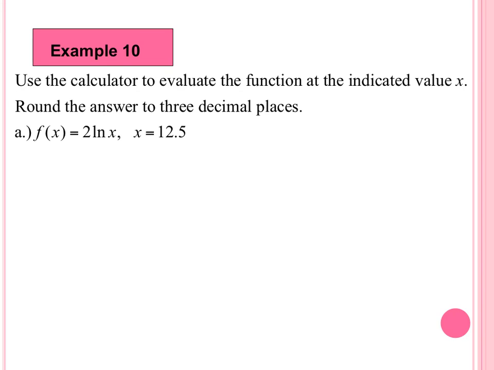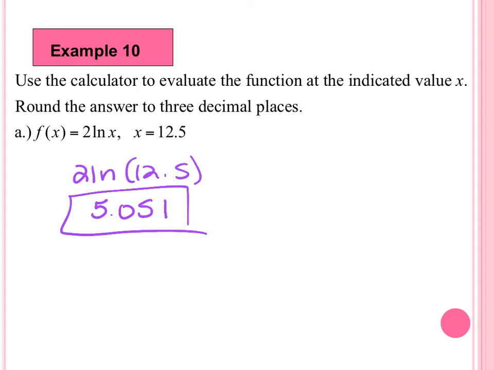All right, so the easy part is evaluate. Use the calculator to evaluate the function at the indicated value. Round your answer to 3 decimal places. So you're going to locate that ln button. It's the one we were using yesterday, which is the e to the x, right? So I would say 2 ln of 12.5, and then literally just type that in and hit enter. 5.051 is how it would round.